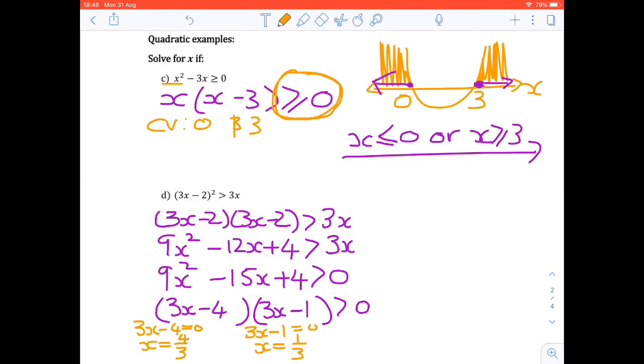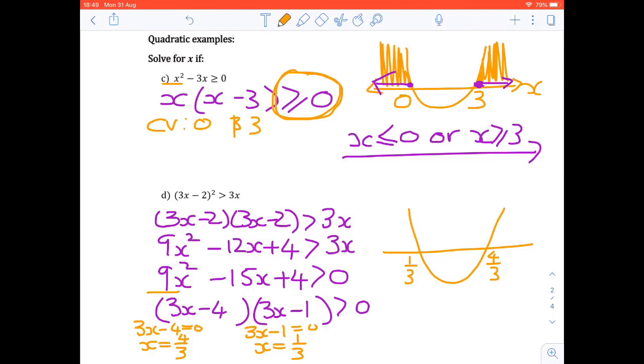Let's draw our diagram. So it's a positive a value, 9, so it's a smiley face parabola. Our key values are a third and 4/3. So make sure to put these in the correct place. Don't put a smaller number to the right of a bigger number. 1/3 is smaller than 4/3. So do still put it in the correct order. And now we're looking for is greater than 0.